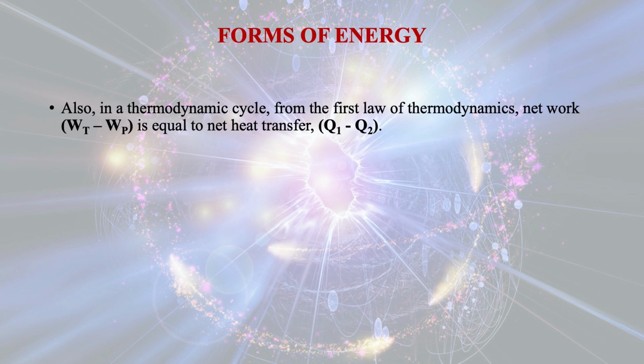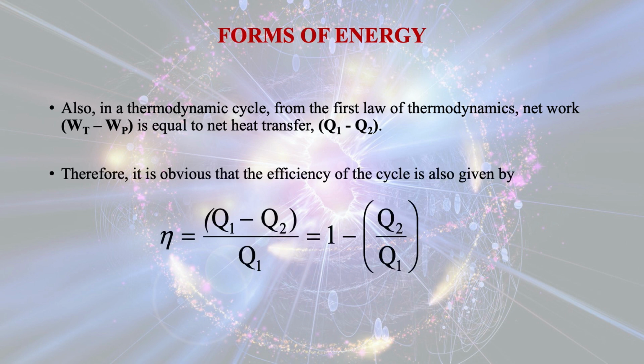Also, in a thermodynamic cycle, from the first law of thermodynamics, net work, that is WT minus WP, is equal to net heat transfer, that is Q1 minus Q2. Therefore, it is obvious that the efficiency of the cycle is also given by eta equal to (Q1 minus Q2) divided by Q1, which comes out to be 1 minus Q2 divided by Q1.